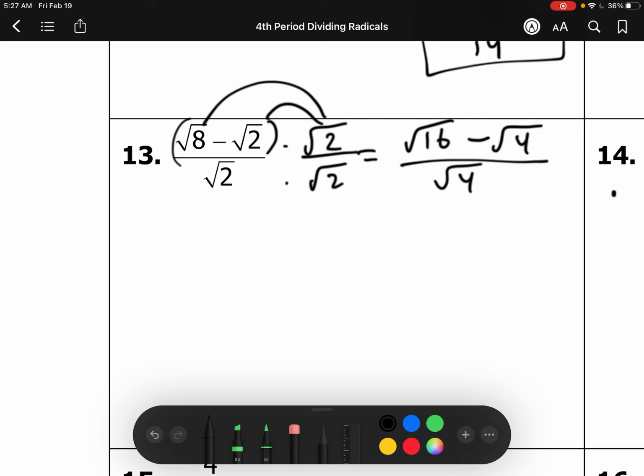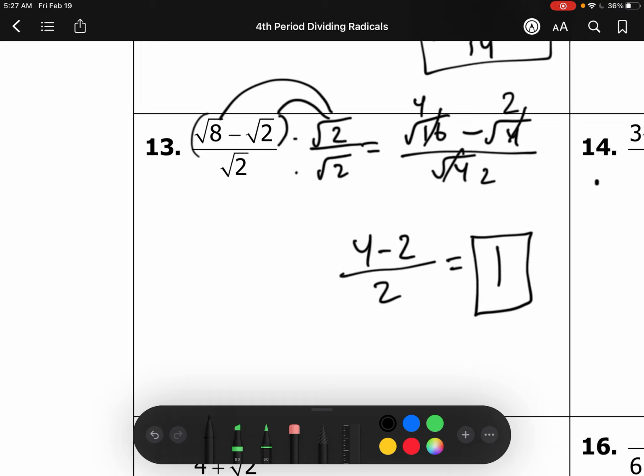So the square root of 16 is 4. Square root of 4 is 2. So this becomes 4 minus 2 divided by 2. 4 minus 2 is 2. And 2 divided by 2 is 1. So our final answer is 1 here.